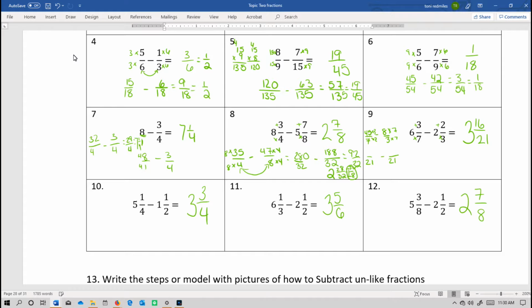So 3 times 45 is going to be 135. And 7 times 8 is going to be 56. Which is going to give me an answer of 79 over 21. Now we have to divide these.